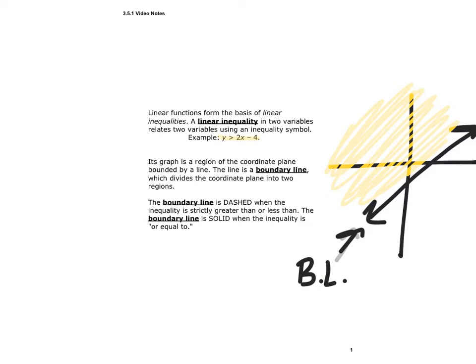Okay? The boundary line is a dashed line when the inequality symbol is strictly greater than or less than. Okay? That gives you the dashed line. And then if it's a greater than or equal to, or a less than or equal to, it is now a solid line like shown in the picture.